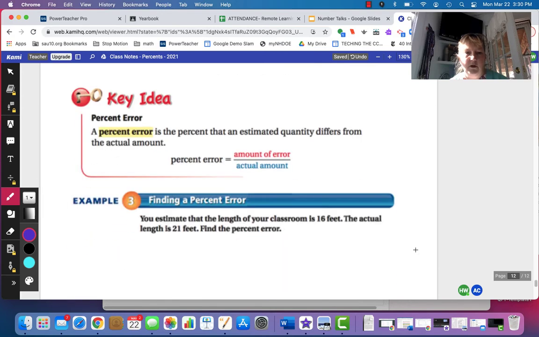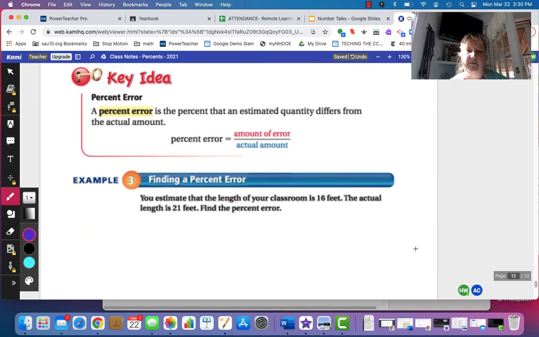Okay, the last thing we're going to look at is percent of error. Percent of error is the amount of error divided by the actual amount. So this says that if I estimate the length of my classroom is 16 feet and the actual length is 21 feet, we are going to say that, again, we're finding the difference. So it's the difference divided by the actual.